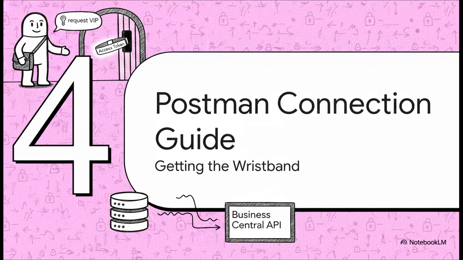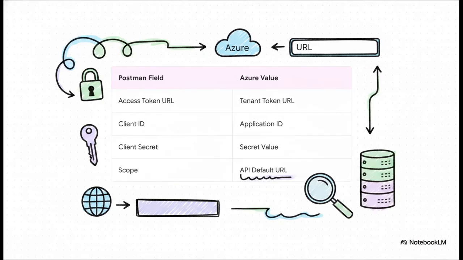Section 4, Postman Connection Guide, Getting the Wristband. We've reached the climax of our setup. Postman, our guest, is waiting outside the club and needs to securely request that temporary VIP wristband, the access token, so we can finally pull the Business Central API data.